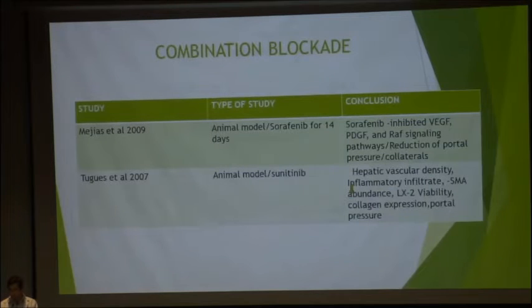Some of these other studies, where they used sorafenib as well as sunitinib, had shown that it inhibits both VEGF as well as the platelet-derived growth factor. It also affects the RAF signaling pathways, with a reduction in portal pressures, as well as a decrease in inflammatory infiltrates, collagen expression, as well as the portal pressure. So both these mechanisms basically show that if you combine both the aspects of VEGF as well as the platelet-derived growth factor, there can be a decrease in the angiogenic pathway of liver fibrosis.